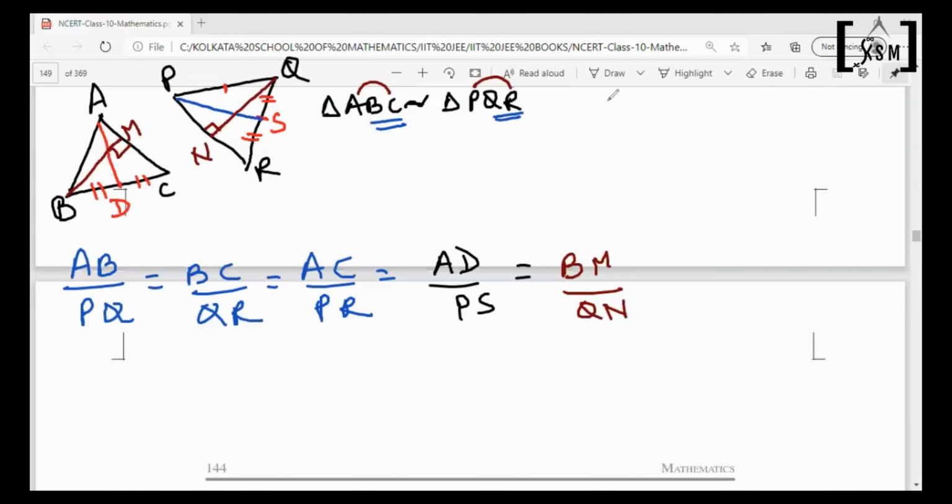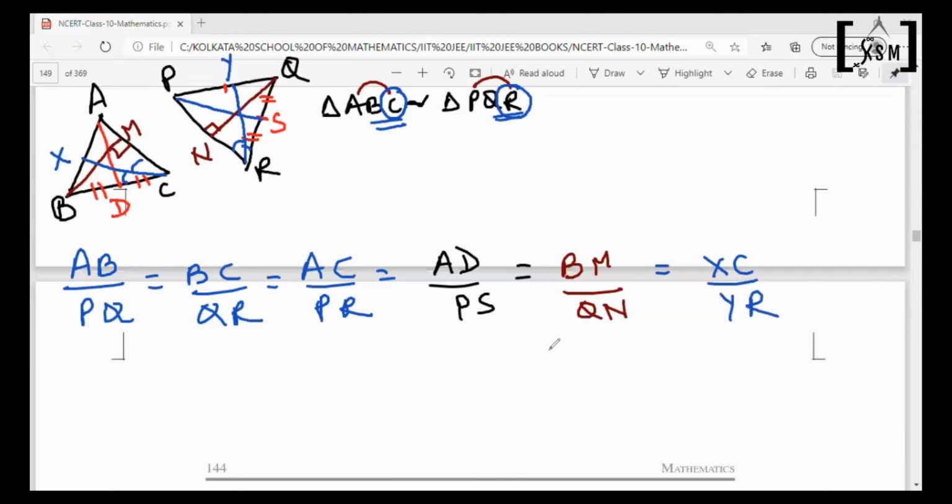One more property: the corresponding angle bisectors will also be in the same ratio. Let's say I'm drawing an angle bisector from angle C. Angle C, I am making an angle bisector. So let's say this line is CX. And because I selected angle C, I am talking about angle R, and the angle bisector from R, let's say, is meeting at Y. So if CX and RY are the angle bisectors, right, these angle bisector ratios will also be the same. XC over YR will also be the same.